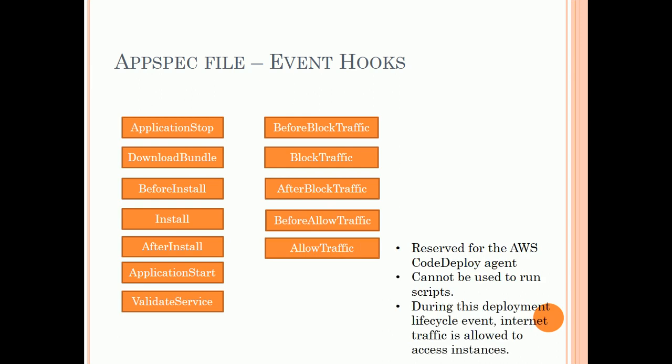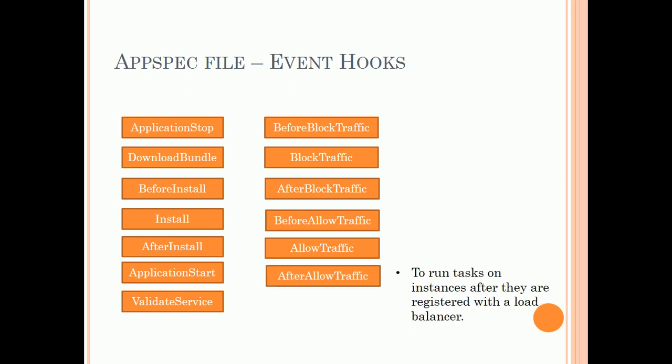The next is allow traffic. Allow traffic is also the same as the previous one, and it is also reserved for the AWS CodeDeploy agent. So we cannot use this event hook to run our scripts. During this deployment lifecycle event, internet traffic is allowed to access the instances. The next is after allow traffic. During this deployment lifecycle event, we can describe tasks on instances after they are registered with a load balancer. So these are all the deployment lifecycle event hooks we can use in our AppSpec file whenever we need them.